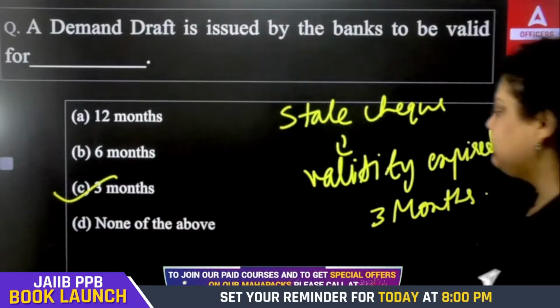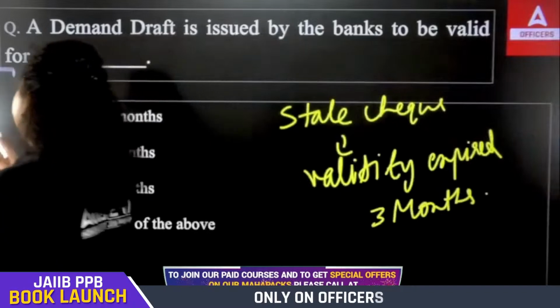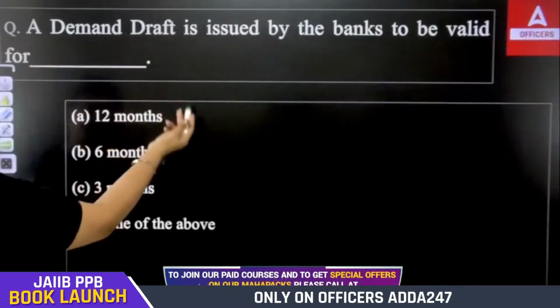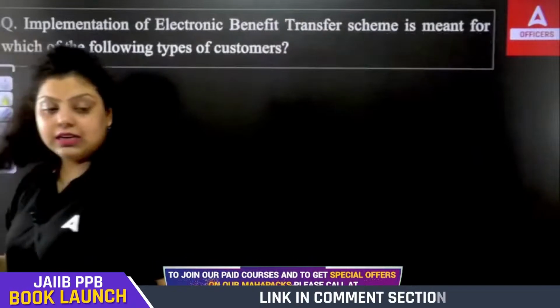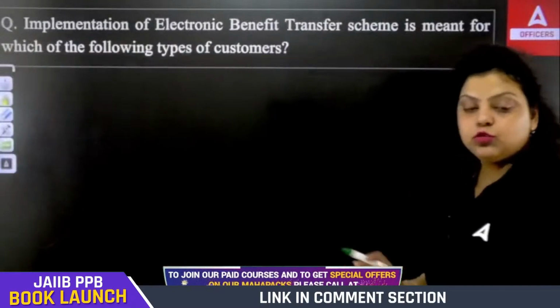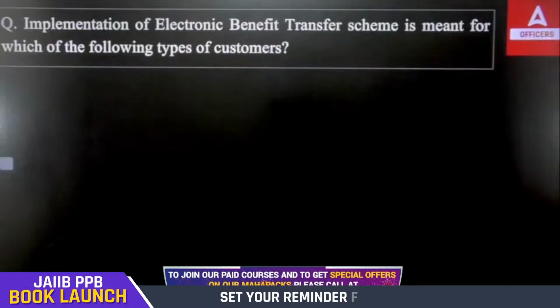Clear? So a stale check will be the right answer here. Oh, sorry, 3 months will be the right answer. It used to be 6 months earlier, but from the year 2013, RBI changed it from 6 to 3 months. Okay?